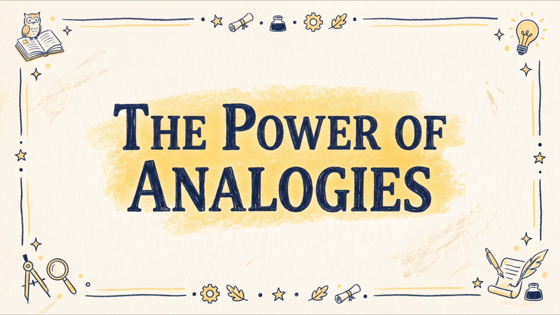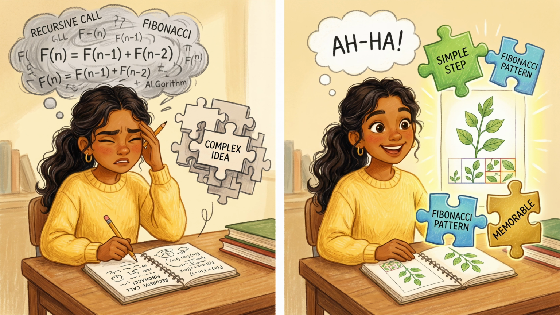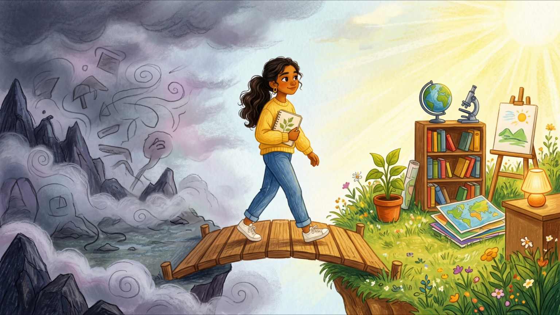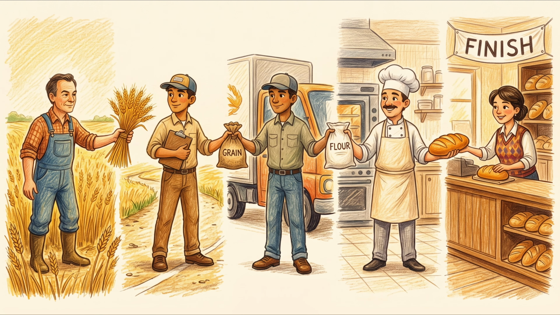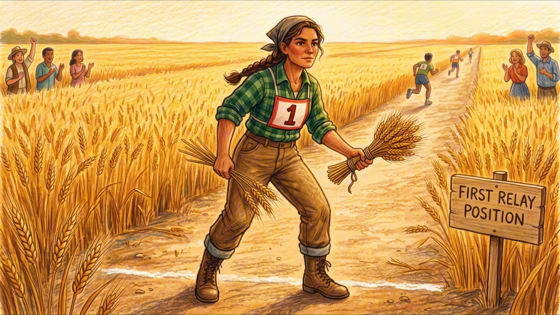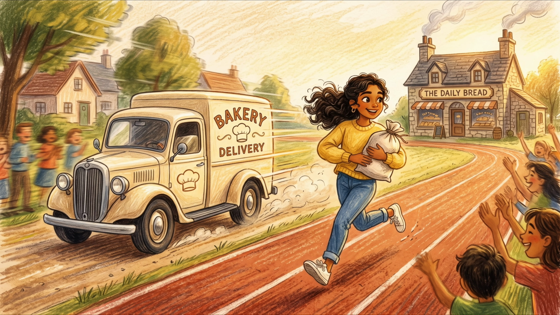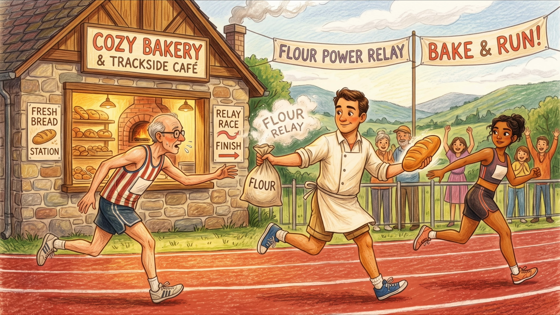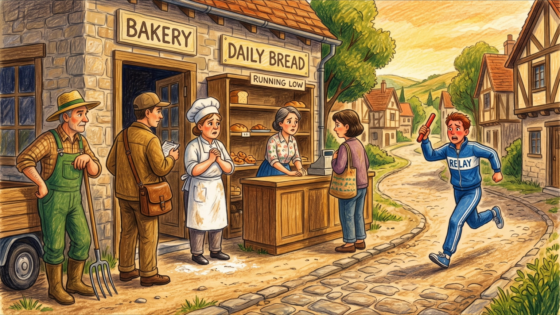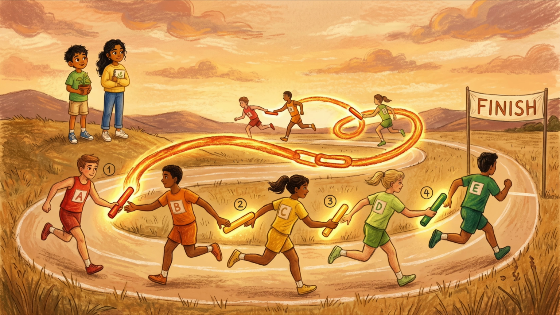The power of analogies. A strong analogy can make a difficult idea easier to remember. An analogy connects something unfamiliar to something familiar. It acts like a bridge. For example, a supply chain is similar to a relay race. Each runner carries the baton for one part of the journey. The farmer produces the material, the supplier prepares it, the transporter moves it, the bakery turns it into a product, the shop gives it to the customer. If one runner is late, the whole team is affected. That analogy helps us see that every stage depends on the others.